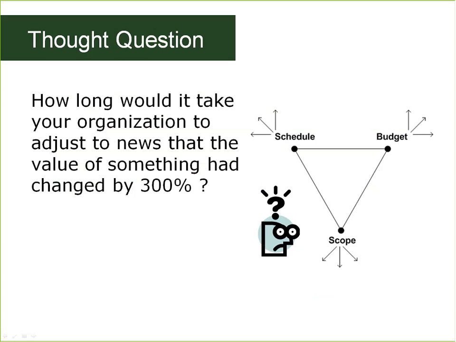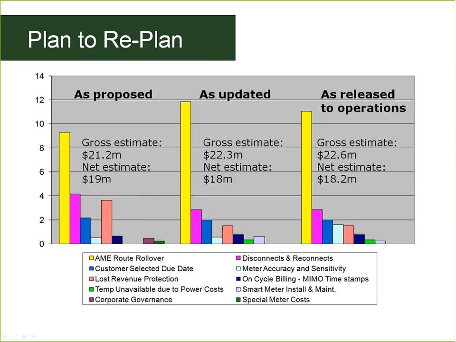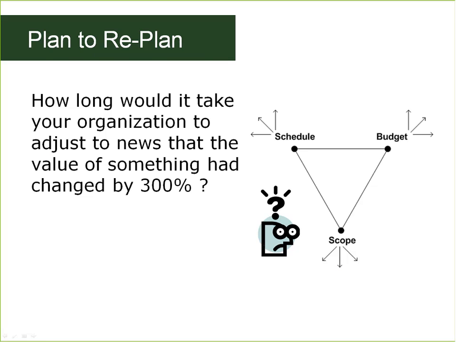So this raises a question in your organization where you work. How long would it take you to learn and to change if you learned that the value of something had changed by 300%? If you go back here, we have some of these bars where the amount of value that we thought would be provided, and not that was actually provided, tripled or was reduced by two-thirds, and that information came to light, relatively speaking, overnight.